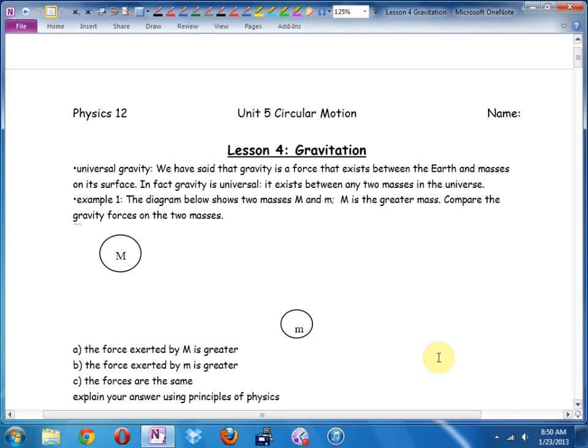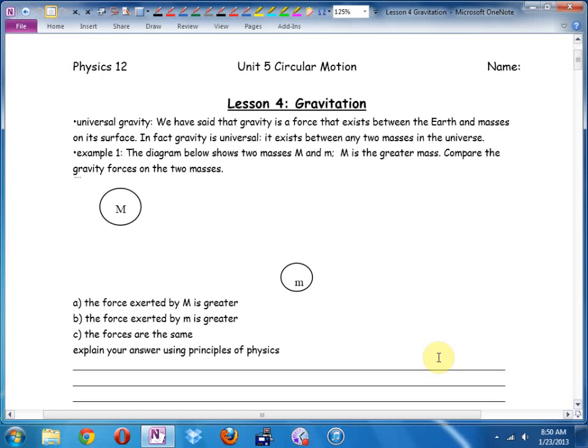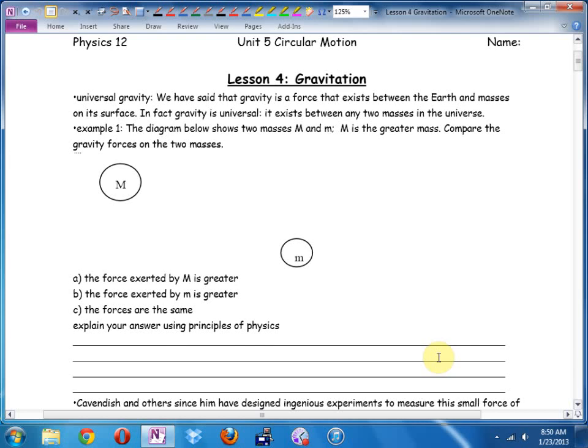We have said that gravity is a force that exists between the Earth and masses on its surface. In fact, gravity is universal. It exists between any two masses in the universe. One of the characteristics that mass possesses is that anything that has mass sends out a gravitational field that exerts a force on anything else that has mass. All of you right now are sending out a gravitational field. A very, very, very small, Courtney, gravitational field.